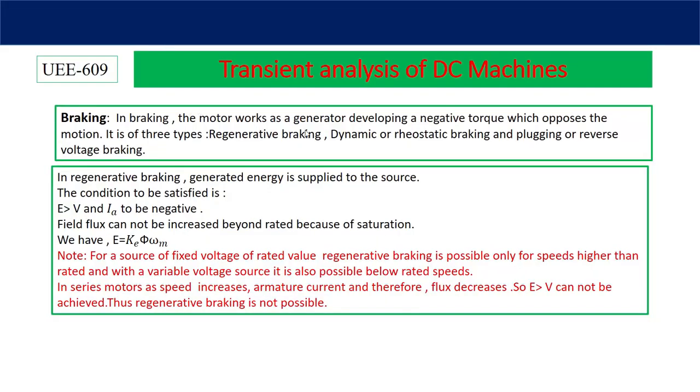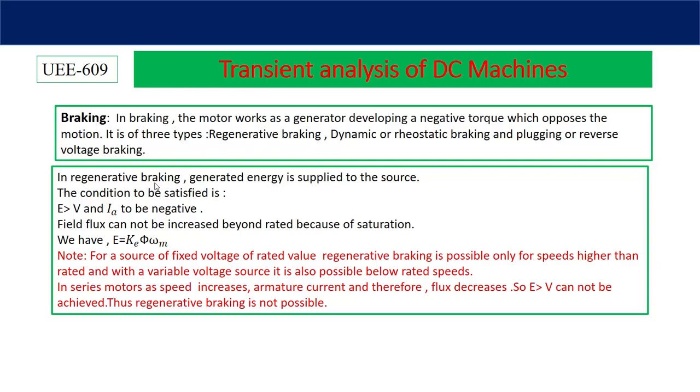In braking, the motor works as a generator, developing a negative torque which opposes the motion. So to reduce the speed from the rated speed to 0 speed, generally braking is done. Now there are basically 3 types of braking: regenerative braking, dynamic or rheostatic braking, and plugging or reverse voltage braking. Now let's see this regenerative braking.